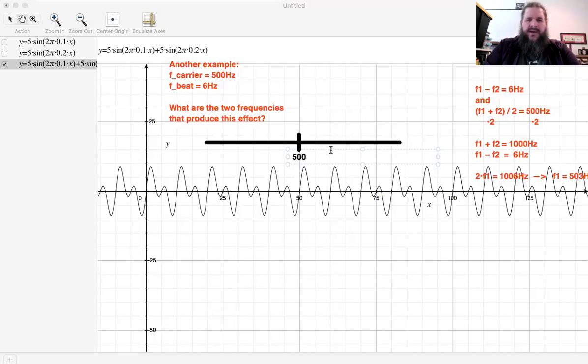And we want to make sure we have 2 values that are equidistant from that. We want a value that's some amount larger, and another value that's the same amount smaller, because we want these 2 values to average out to 500. But also, how far apart do we want those values to be? Yeah, we want the distance between these to be exactly 6.